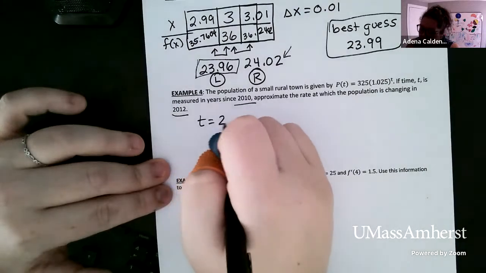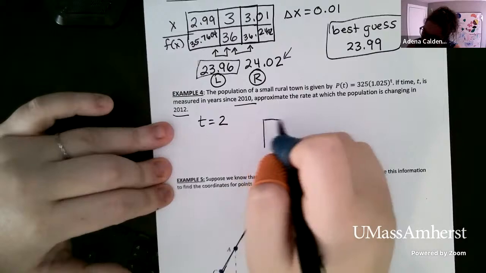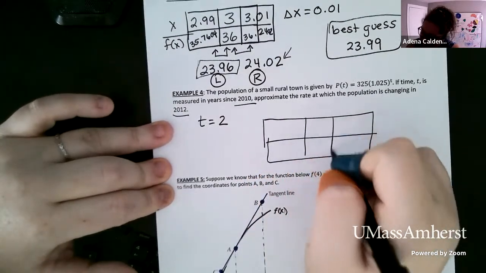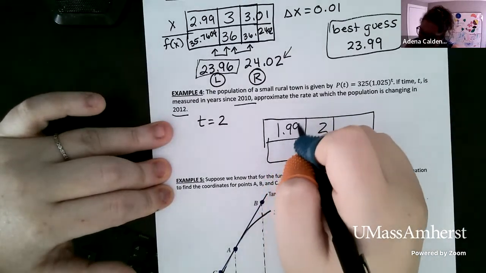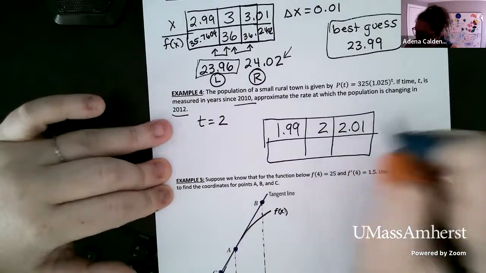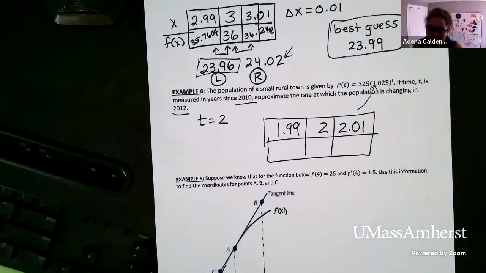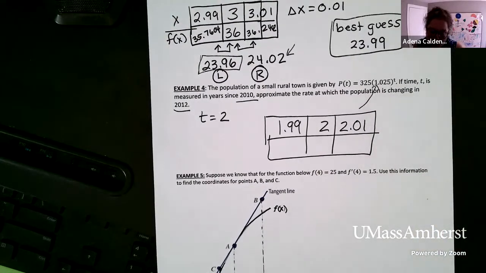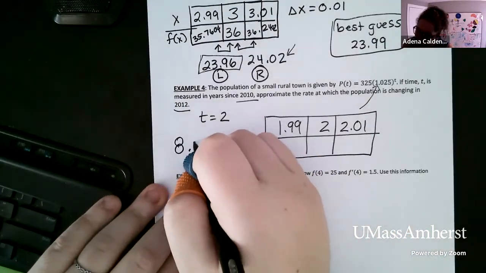So for this problem, we want to know the instantaneous rate of change at time equals 2. So we're just going to set up our table. We're going to stick 2 in the middle. We're going to pick something to the left. We're going to pick something close to the right. We're going to plug those values in and then do the average rate of change to the left and the right, just like we did here. Okay, so when you do that at home, you should get an answer of 8.43.